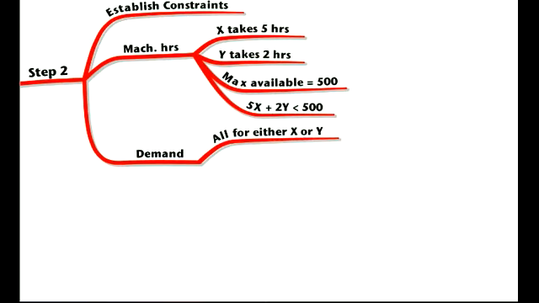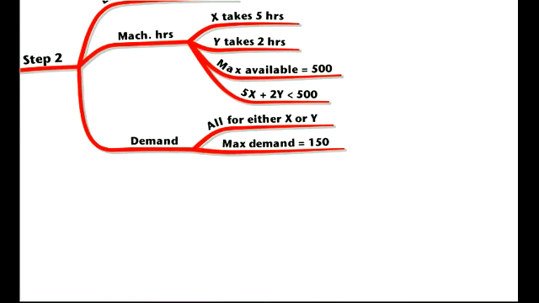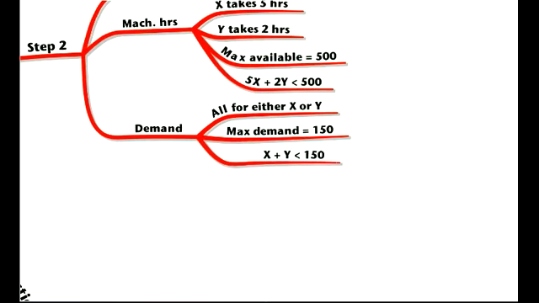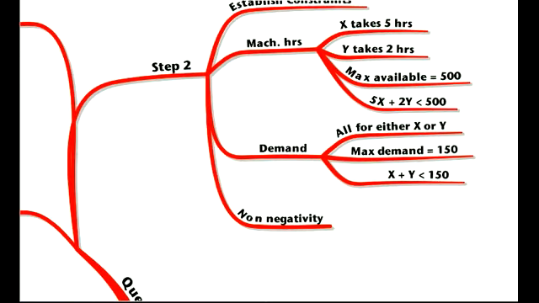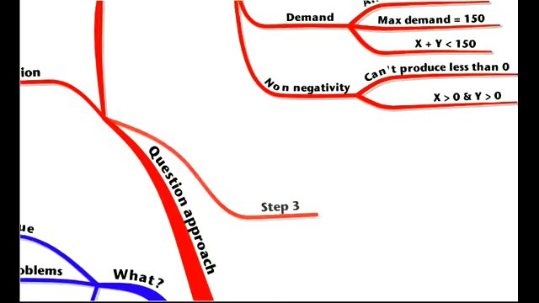Demand, well, it's all for either X or Y. So all the demand is for designer shoes or trainers. The maximum demand is 150, so X plus Y must be less than or equal to 150. Remember your non-negativity, half a mark for this in the exam. You can't produce less than naught, so X must be greater than or equal to naught and also Y must be greater than or equal to naught as well. So get that down in the exam because you get an extra half mark for it.